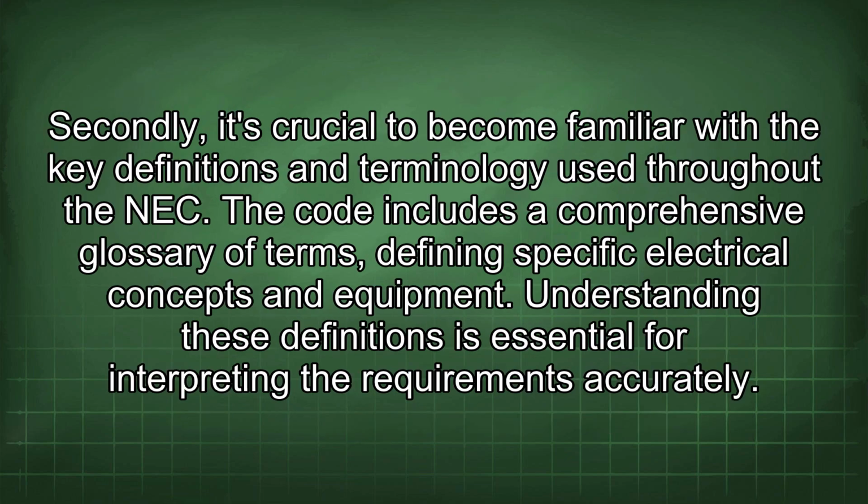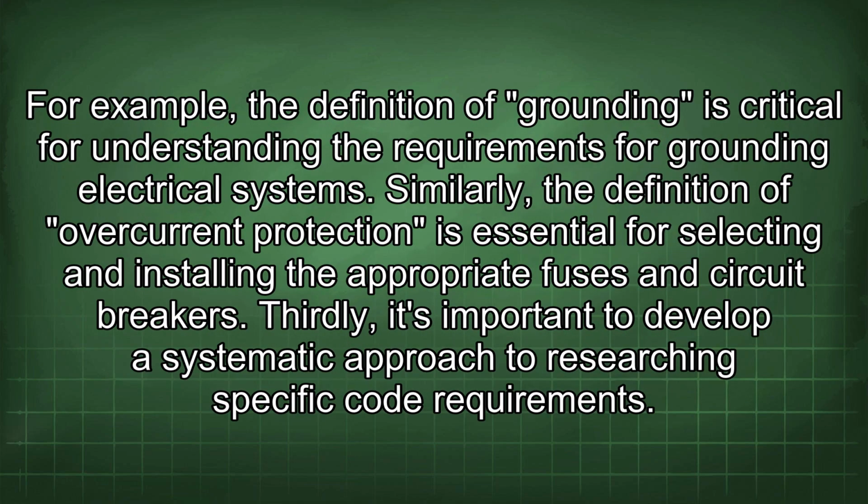Secondly, it's crucial to become familiar with the key definitions and terminology used throughout the NEC. The code includes a comprehensive glossary of terms, defining specific electrical concepts and equipment. Understanding these definitions is essential for interpreting the requirements accurately. For example, the definition of grounding is critical for understanding the requirements for grounding electrical systems. Similarly, the definition of overcurrent protection is essential for selecting and installing the appropriate fuses and circuit breakers.